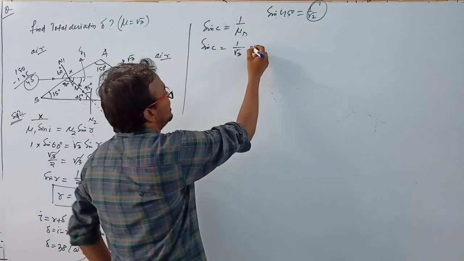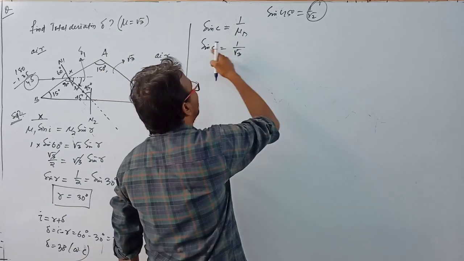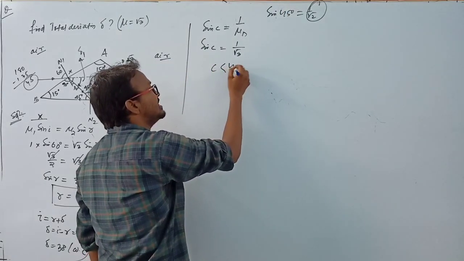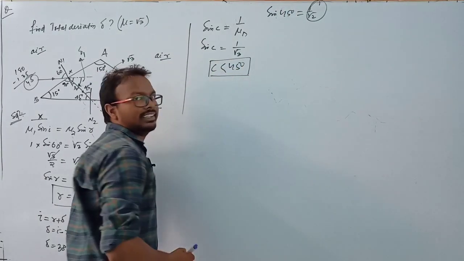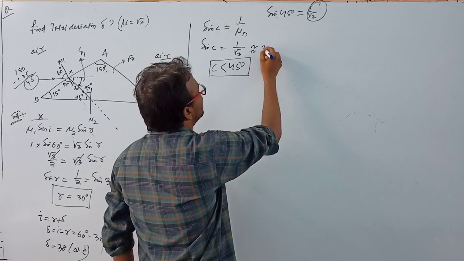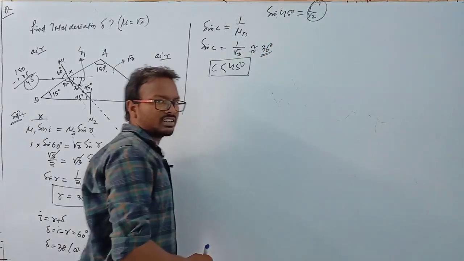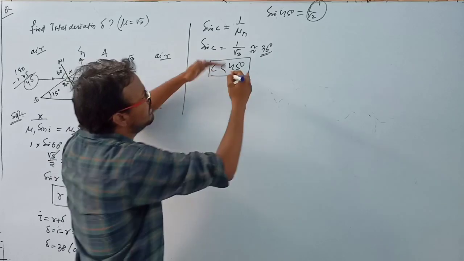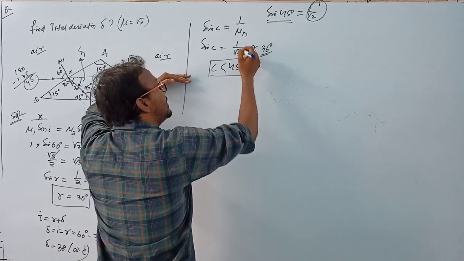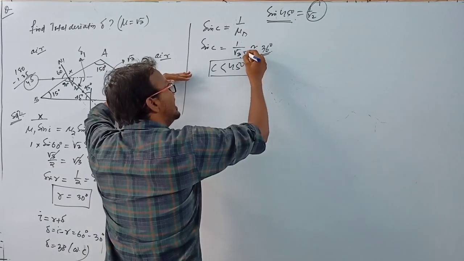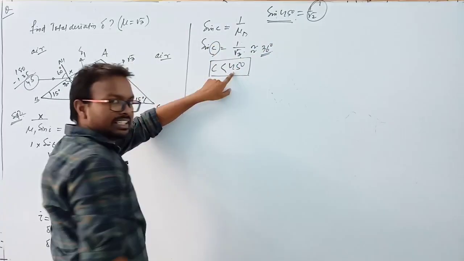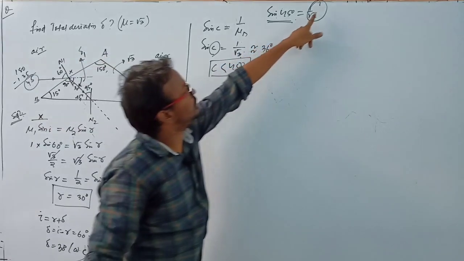So its angle is nearly equal to... you can imagine this angle C, the value of sin C, must be less than 45 degrees. Here C is less than 45 degrees, or if you find this value, it is nearly equal to 36 degrees, from your trigonometry table. If this angle is 45 degrees and its value is 1 by root 2, then compare it with 1 by root 3. Comparing these two relations, the angle C must be less than 45 degrees. Clear? Here it is 1 by root 3, and this value is 1 by root 2.